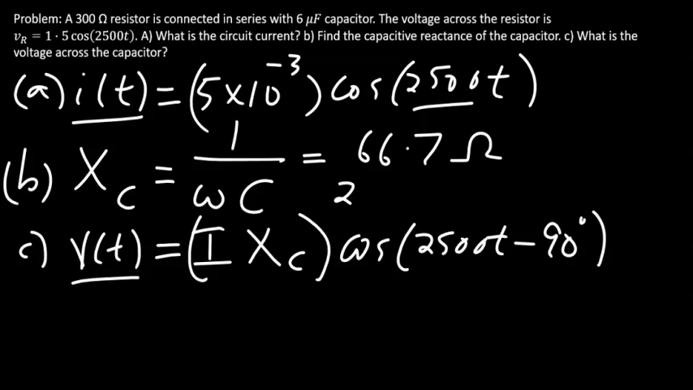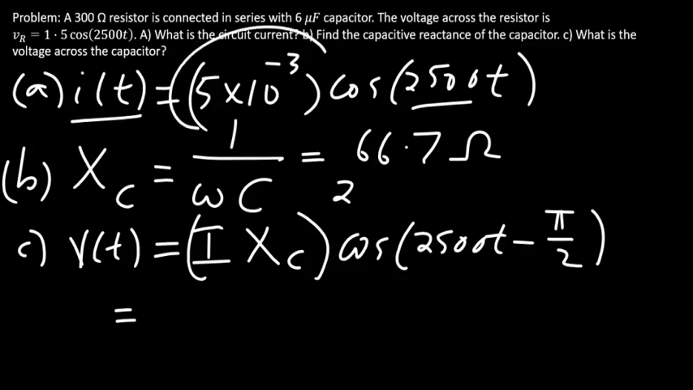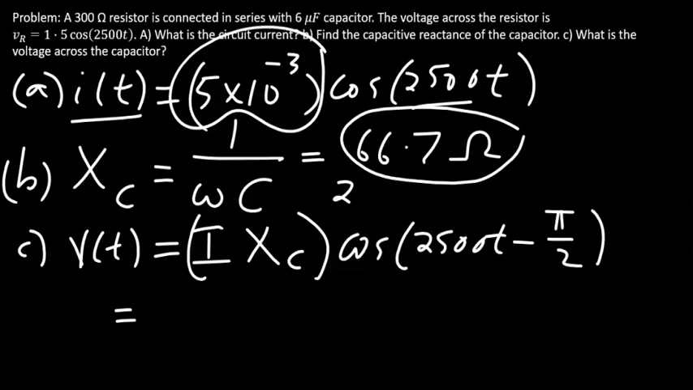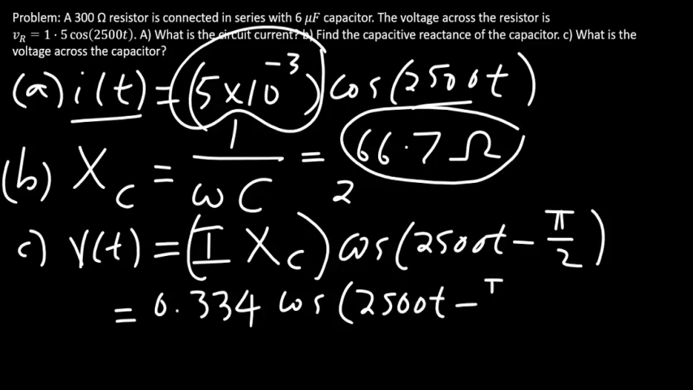Well, since this is in radians per second, we can write the 90 degrees in radians, and that's going to be pi over 2. The current amplitude is that number. Capacitive reactance is that, so that times that will give you 0.334 for the voltage amplitude, and that times cosine 2500t minus 90 degrees gives the instantaneous voltage across the capacitor in this circuit. And that solves the problem.